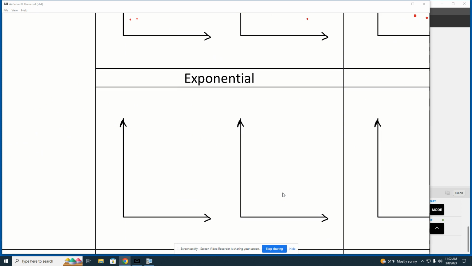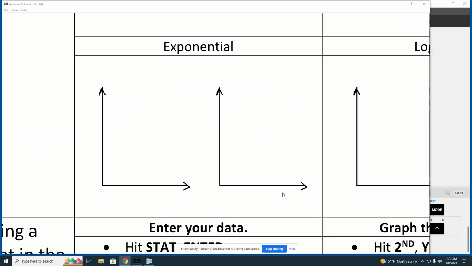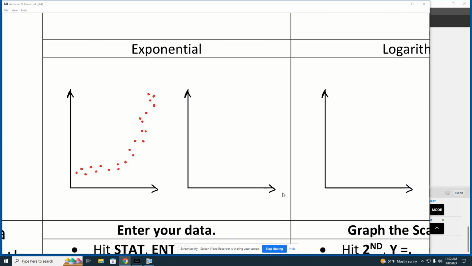But then we have exponential. Exponential has two different looks. One, it could start out really flat, but then all of a sudden it starts going what? It starts going up real fast, right? That would be exponential. The other option is it's coming down real fast, but it starts doing what? Flattening out. So maybe my points look kind of like that.